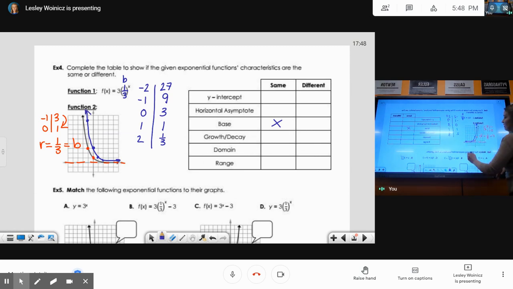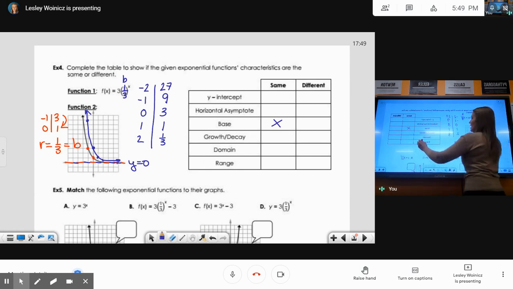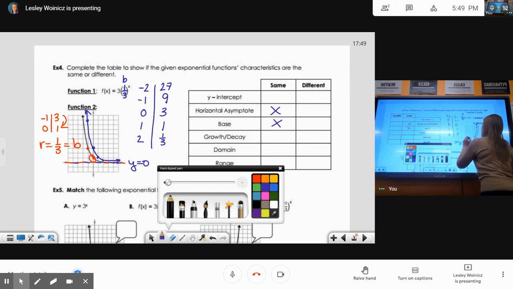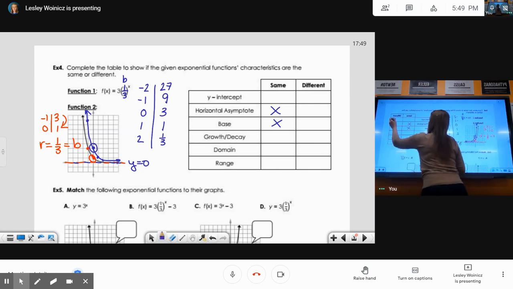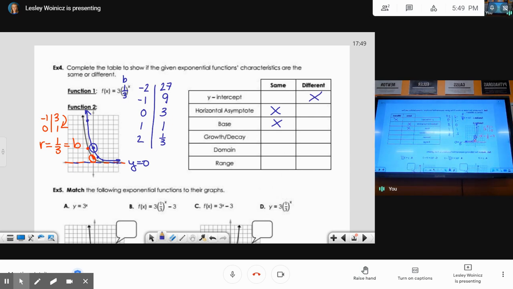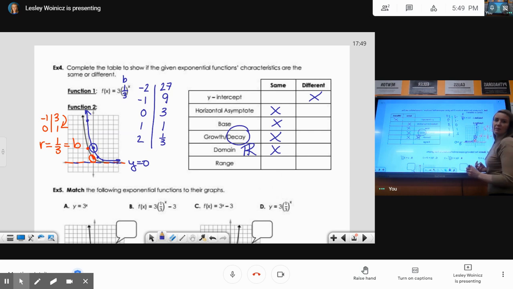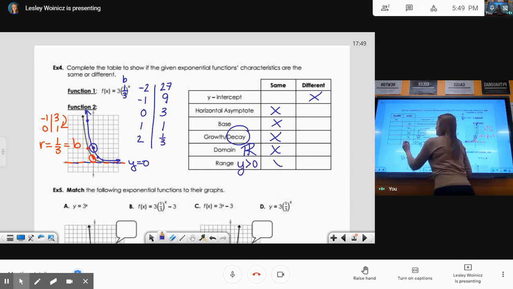Now we said that it was approaching zero because this also has the same asymptote. It is y equals zero. So they share an asymptote. But if you look at the y-intercepts, the red one is here and the blue one is here. And those are obviously different. Okay, they are both decay. Okay, they both have the same domain. It's all real numbers. Whoops, domain. I meant to say domain. And the range for both of these are y values that are bigger than zero. So these are both y greater than zero. They are the same.